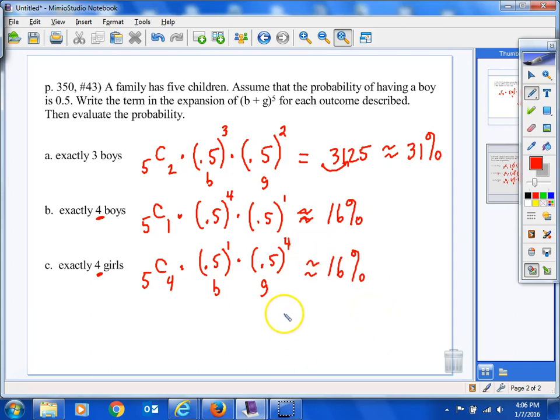Okay, so that's all 3 answers, all 3 parts to number 43. I hope that helps, and let me know if you have any questions.